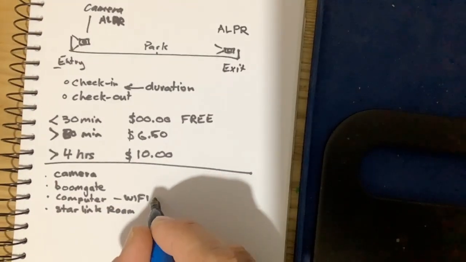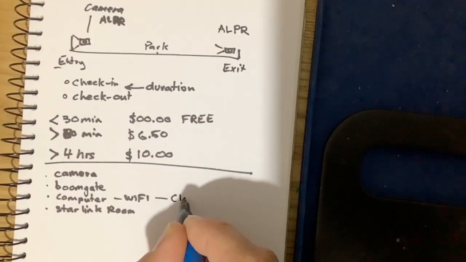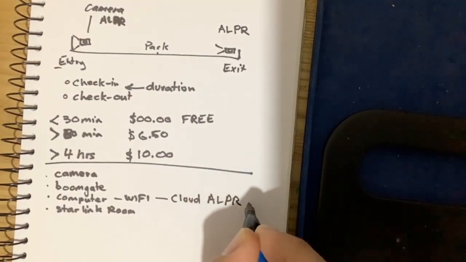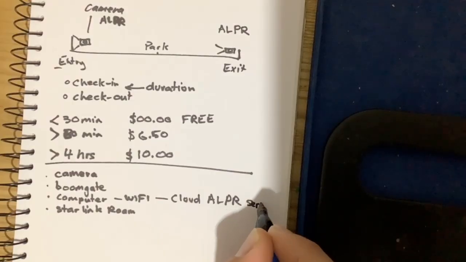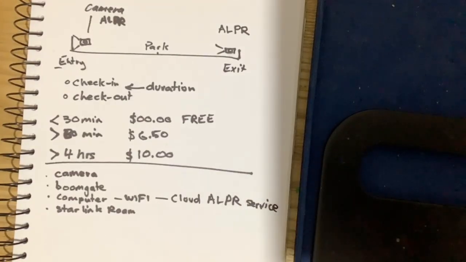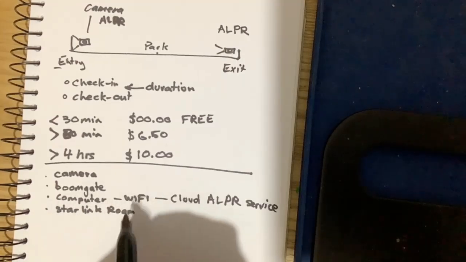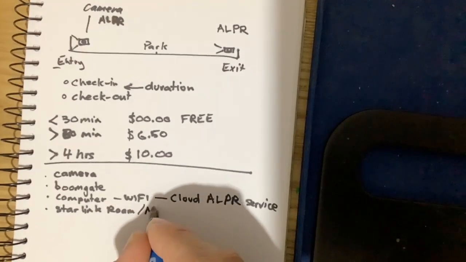And so the reason we need Wi-Fi is to go to a cloud ALPR service. All right, so camera, Boomgate, computer, Starlink, Roam. I'll just say Roam or Mini.